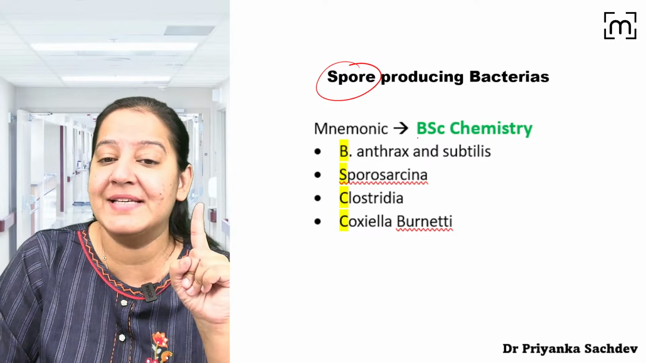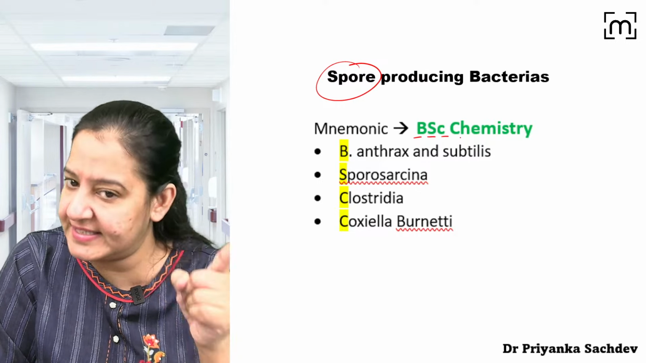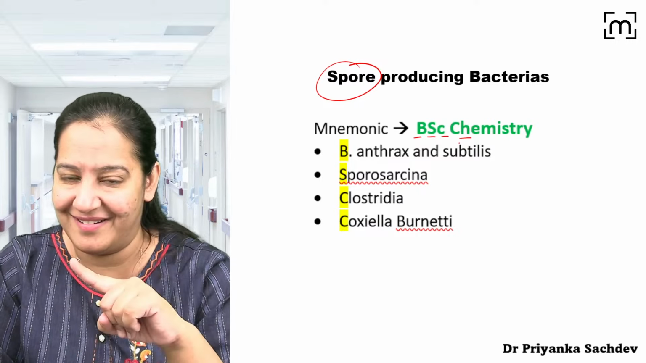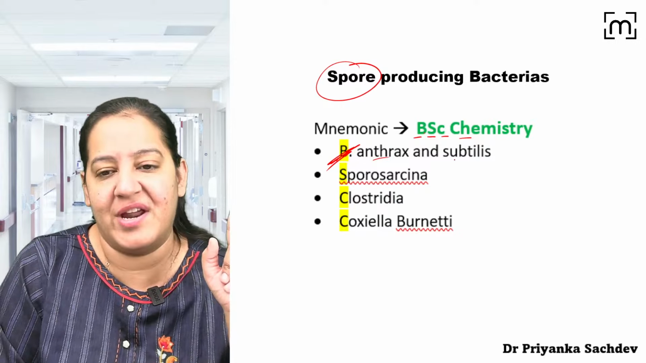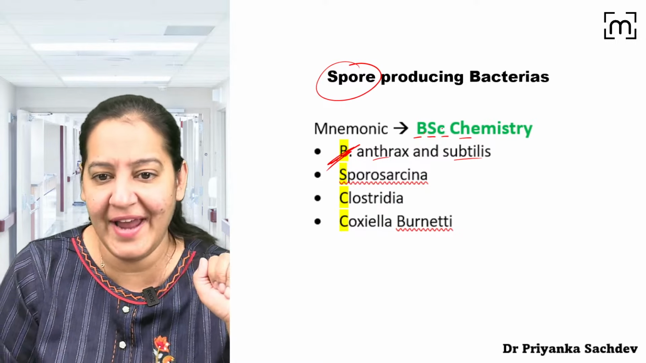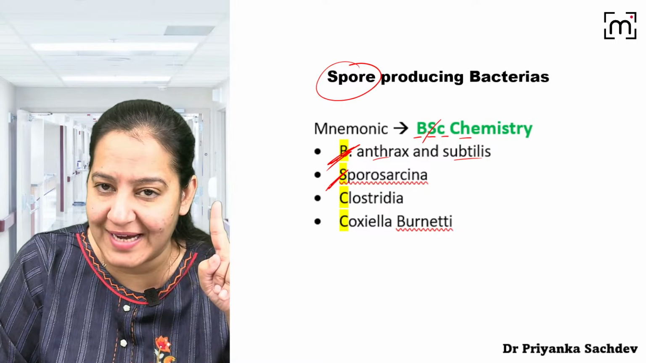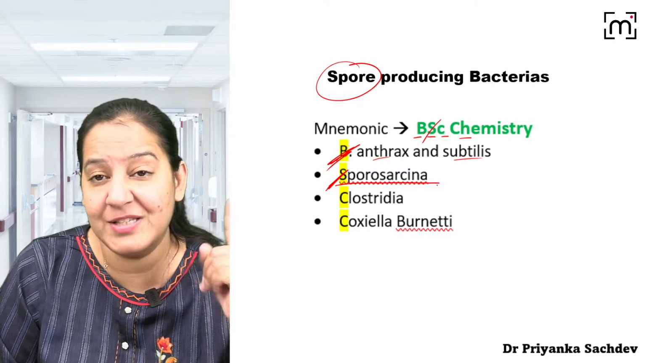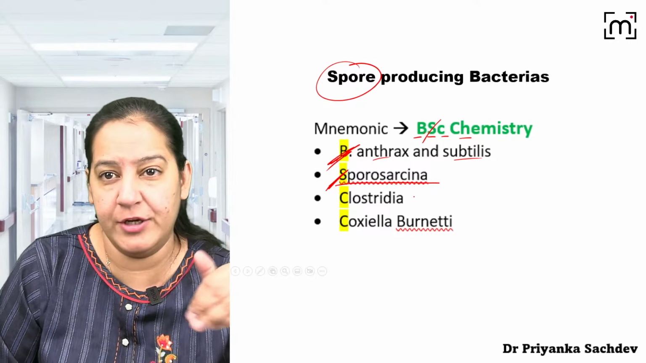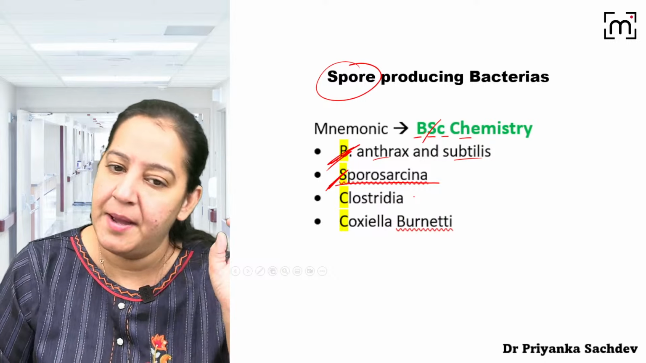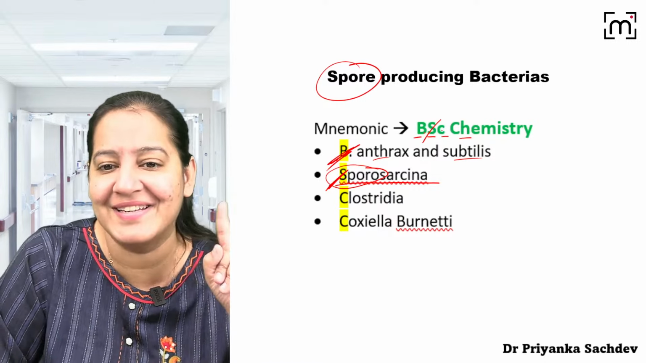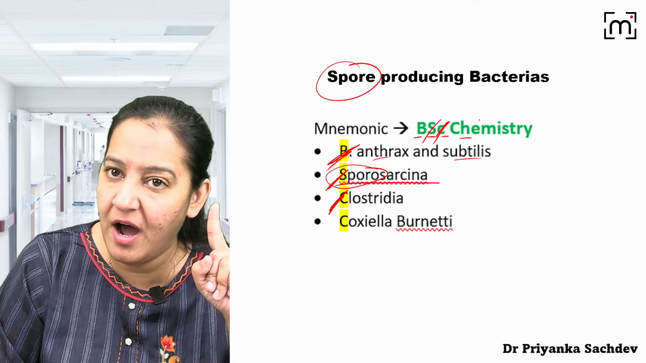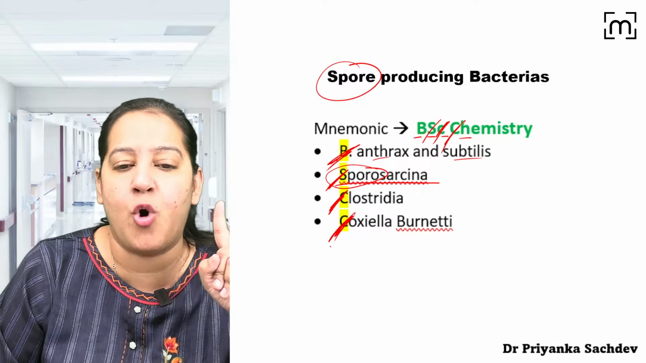So the mnemonic is BSc chemistry. BSc chemistry. 2 C's are there, right? So B stands for Bacillus. All Bacillus. Whether anthrax, subtilis, Bacillus, right? S stands for Sporosarcina. It's a name of bacteria. I guess you have not heard it. It's a rare bacteria. I usually don't teach in bacteriology. But yeah, नाम में ही है sporo. तो उसमें spore होते हैं. It's Sporosarcina, right? 1 C stands for Clostridia and another C stands for Coxiella burnetii.